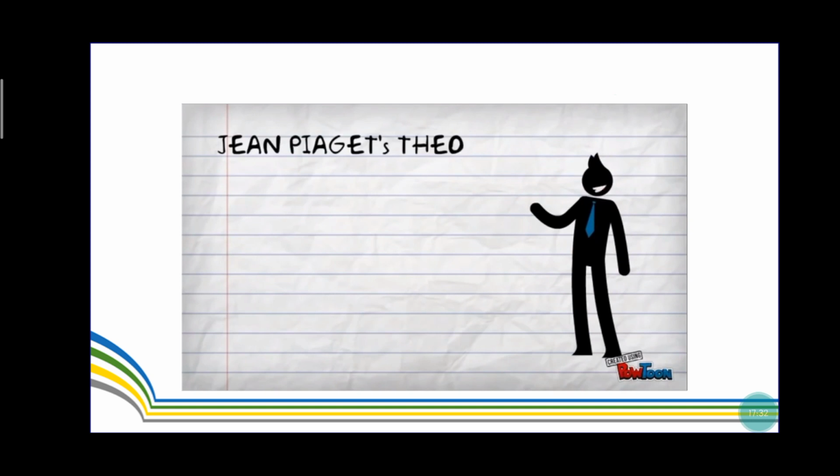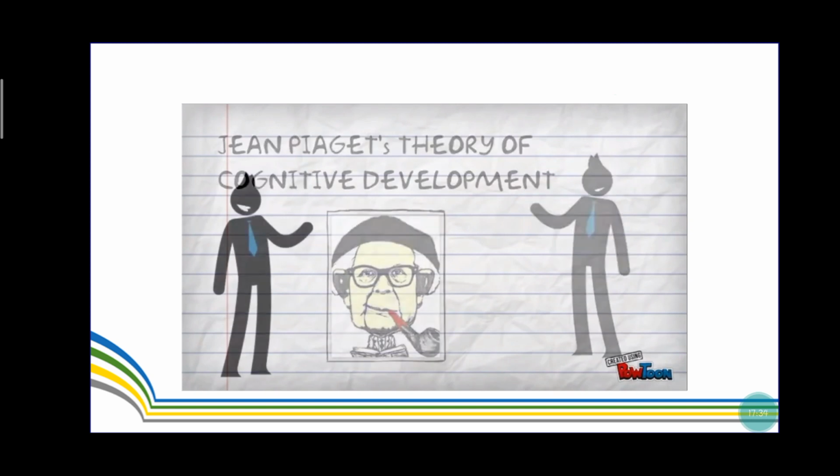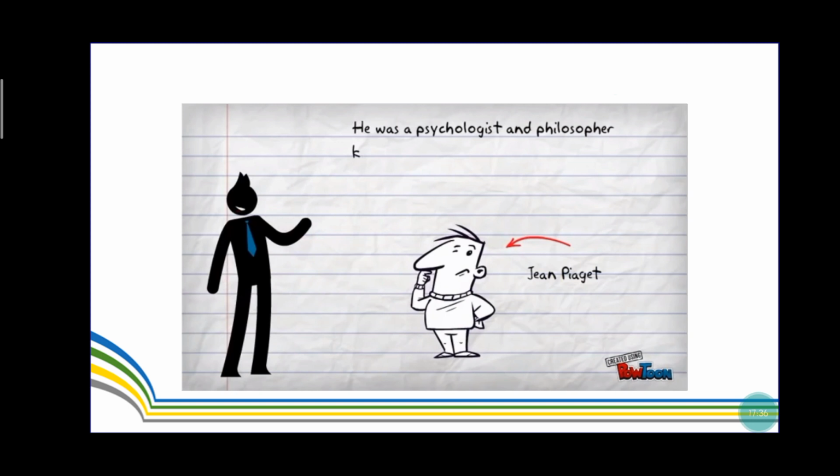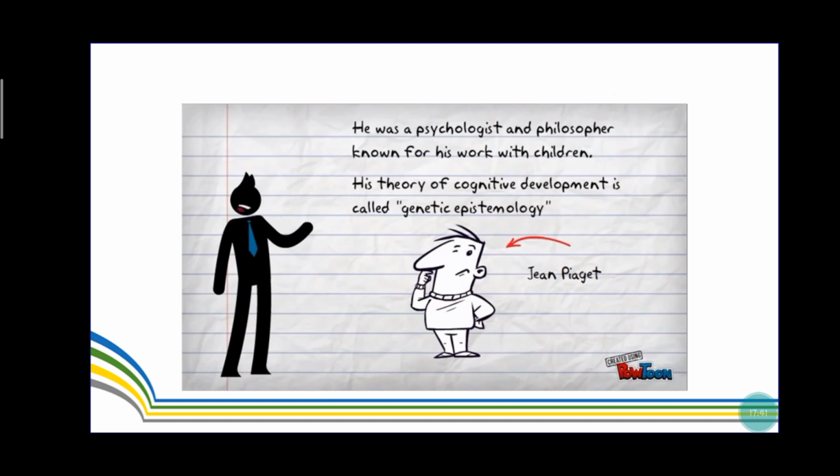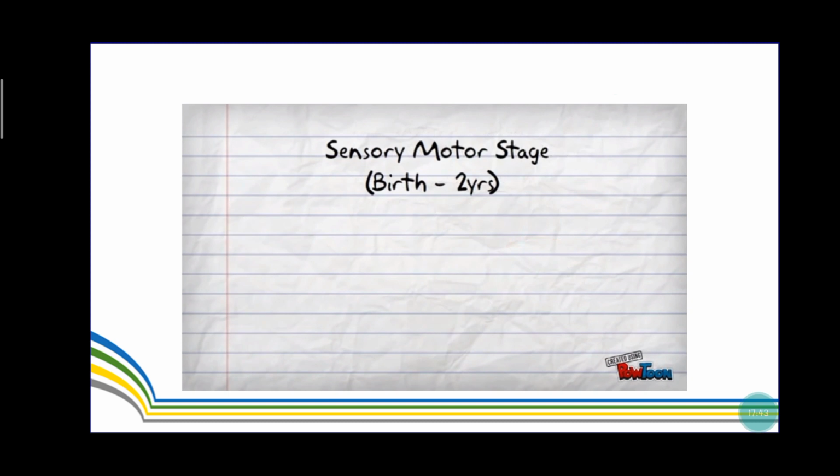Good morning, teacher cadets. Today we will learn about Piaget's theory of cognitive development. He was a psychologist and philosopher known for his work with children. His theory of cognitive development is called genetic epistemology, which can be identified by 4 different stages. The first stage is sensory motor stage, which extends from birth to age 2.